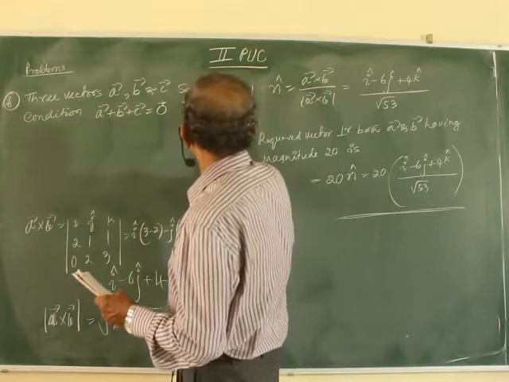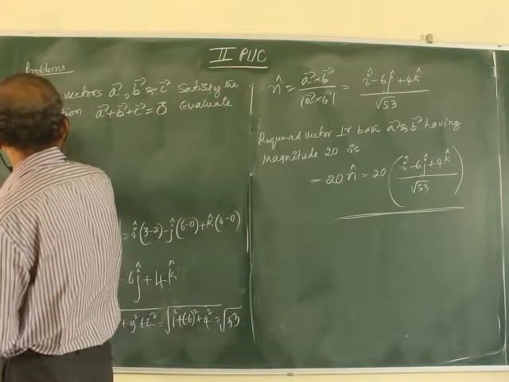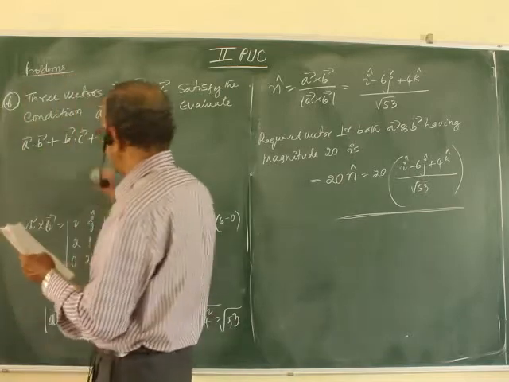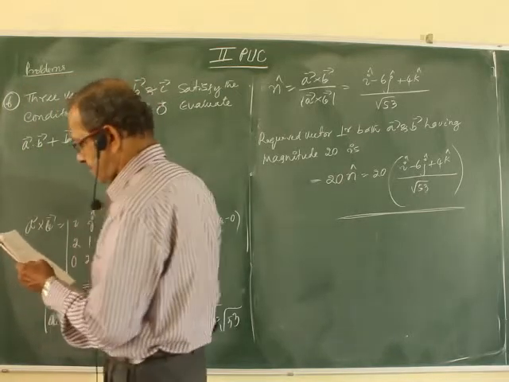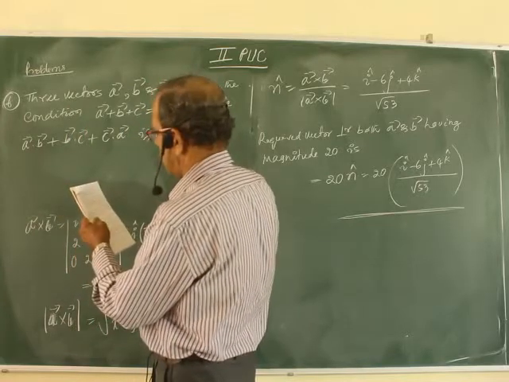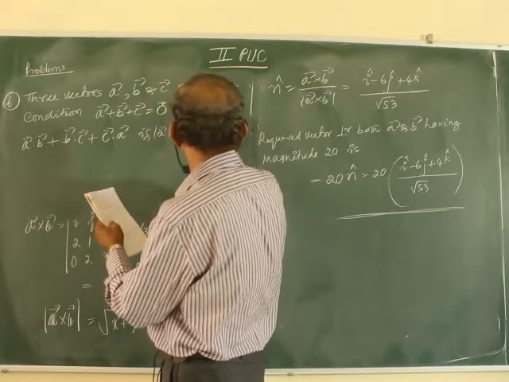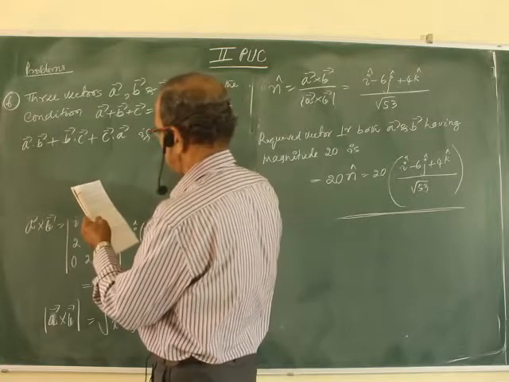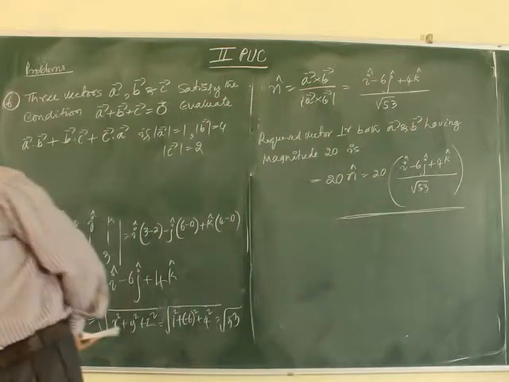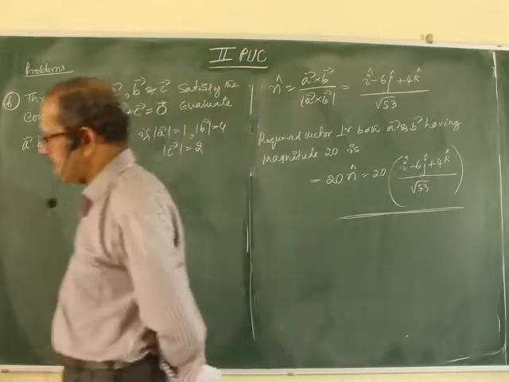Evaluate A dot B plus B dot C plus C dot A if mod A equal to 1, mod B equal to 4, mod C equal to 2. A plus B plus C is 0 vector. Okay, let me start with that.